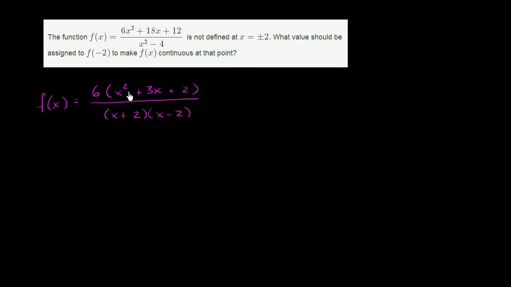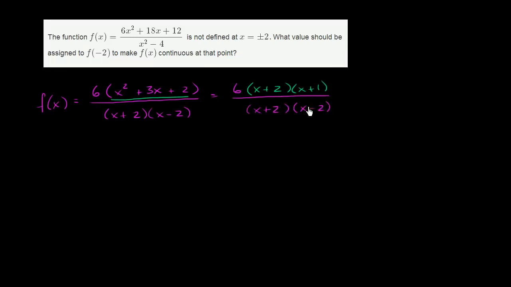And then we can factor this expression up here. So this is going to be equal to 6 times, let me do it in a different color. We think of two numbers that if I take their product, I get 2. If I take their sum, I get 3. The most obvious one is 2 and 1. So this is 6 times (x plus 2) times (x plus 1). When you take the product there, you'll get x squared plus 3x plus 2. And then all of that over (x plus 2) times (x minus 2).